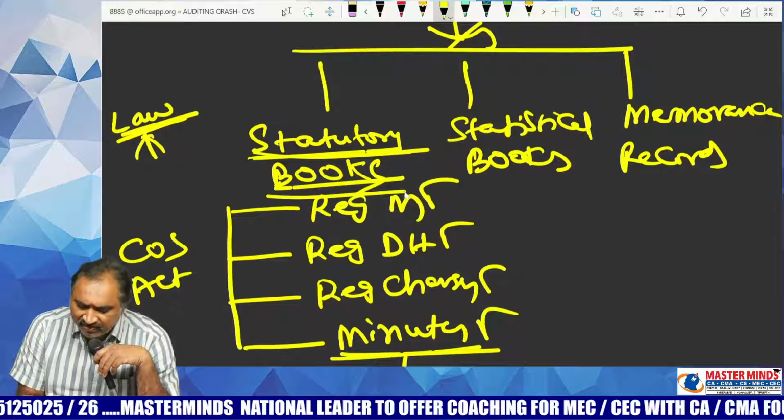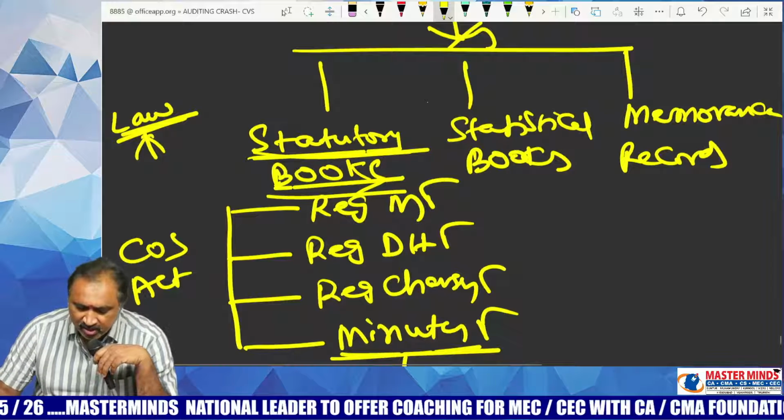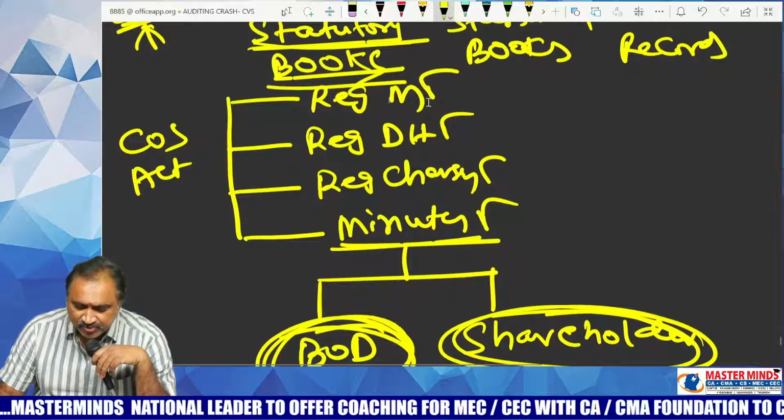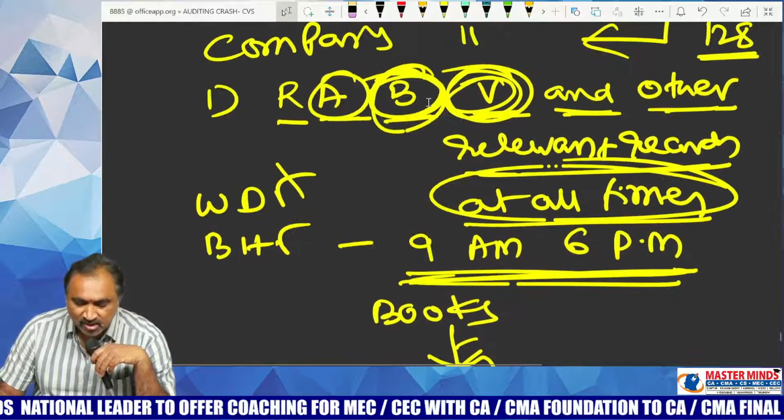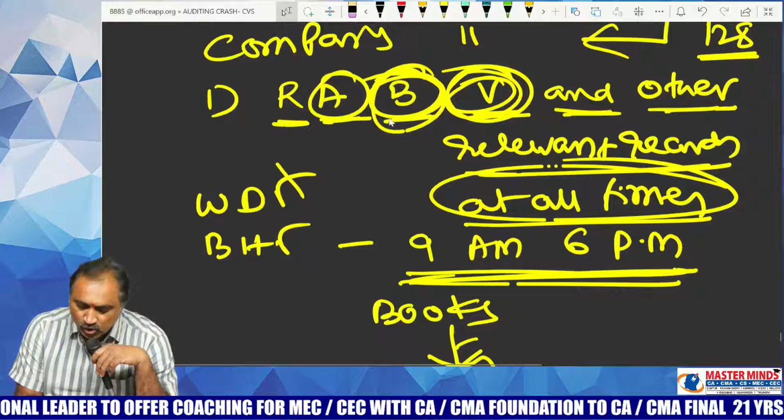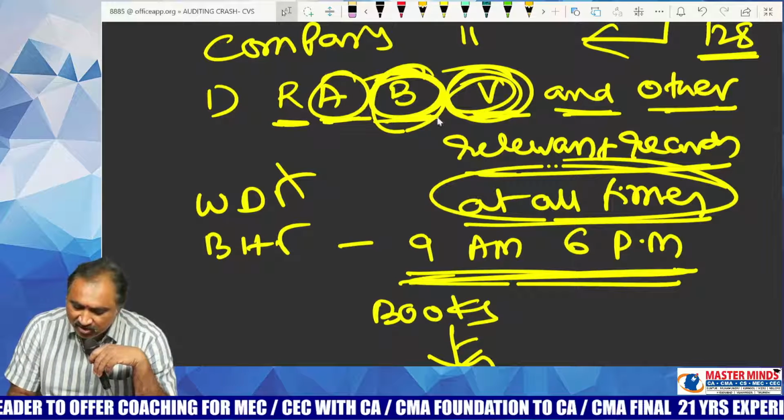So now you know very well what statutory books are and why the auditor of the company has been given a right of access to such statutory books. So what is the first right? Right of access to books, vouchers and other relevant records at all times.